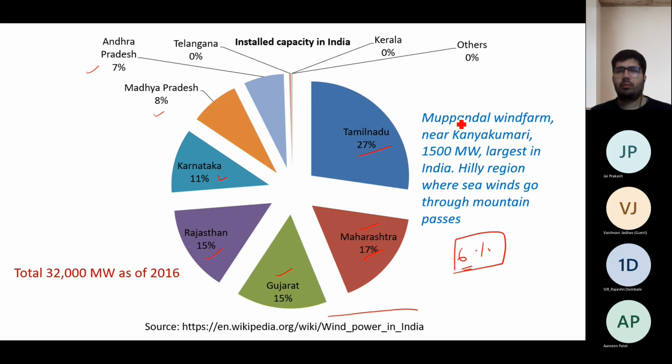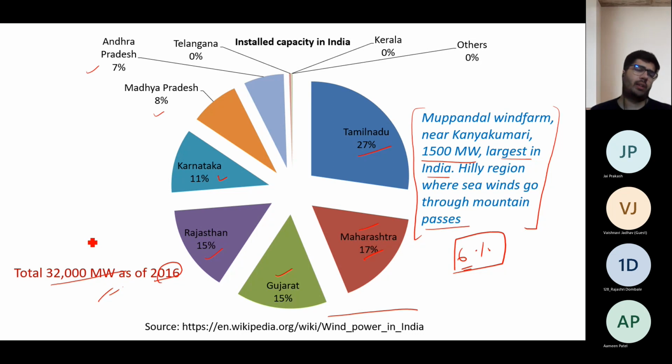The Muppandal wind farm near Kanyakumari has 1500 megawatt capacity. It is the largest in India, in a hilly region where sea winds go through mountain passes. So this is the scenario of installed wind capacity all over India. As of 2016, we have installed 32,000 megawatt of wind capacity. Maybe as of now this data may have increased.